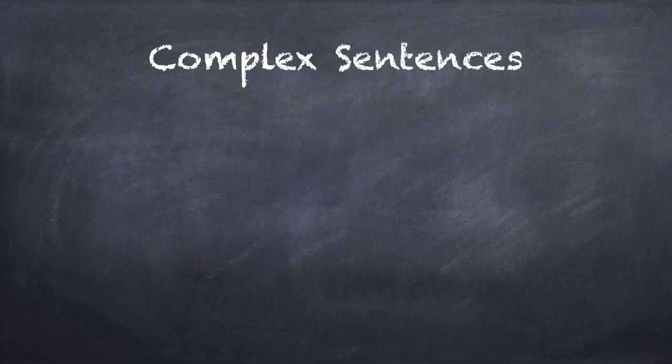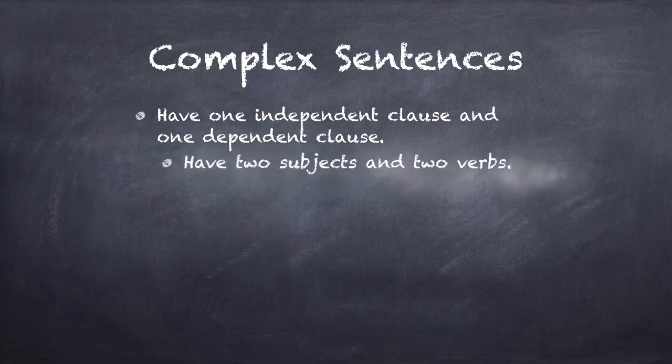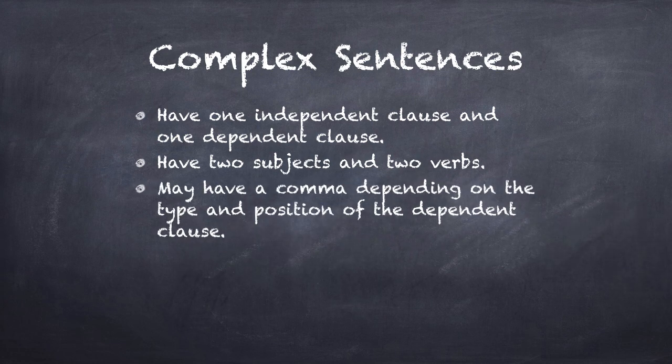You'll remember that in the last module, we talked about compound sentences, which have two independent clauses joined by a comma and a coordinating conjunction. Complex sentences, on the other hand, have one independent clause and one dependent clause. A dependent clause is a group of words with a subject and a verb that cannot be in a sentence all by itself. Complex sentences have two subjects and two verbs, and they may have a comma depending on the type of dependent clause and its location in the sentence.